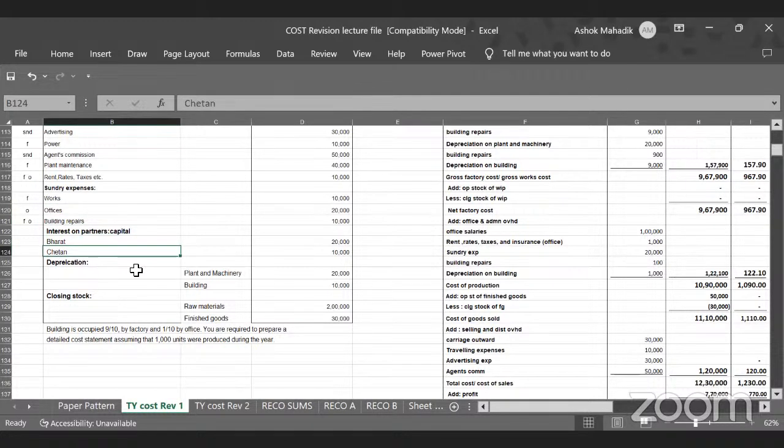Interest on partner's capital, no more. We don't show interest in our cost sheet. Depreciation, plant and machinery will go to factory. Building again apportion as 9:1. Okay. Closing stock, raw material will go to DM. Finished goods will go to cost of production.